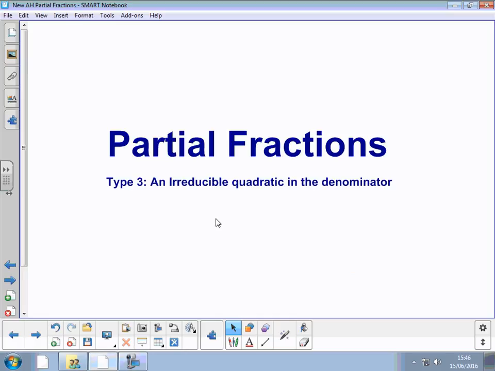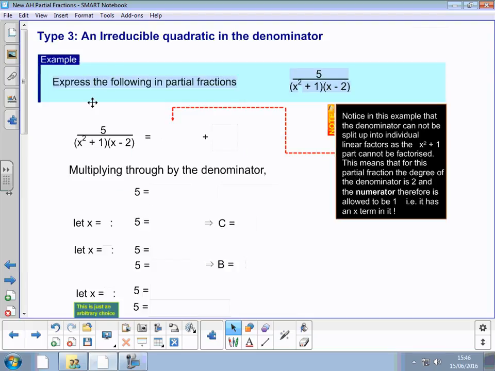This example looks at dealing with a partial fraction where one of the factors in the denominator is an irreducible quadratic. So we're going to look at an example where we're going to express 5 over x squared plus 1 times x minus 2 in partial fractions.